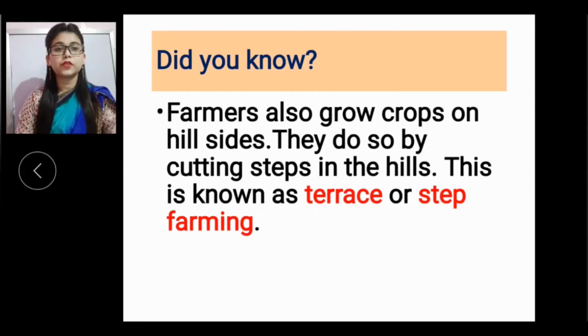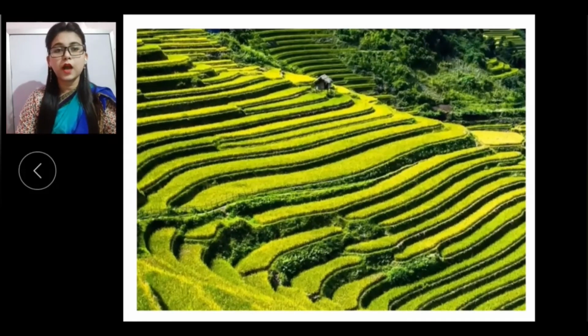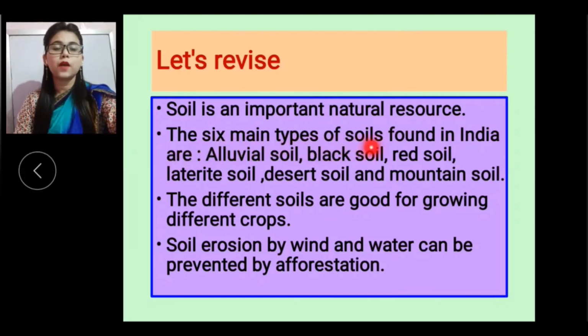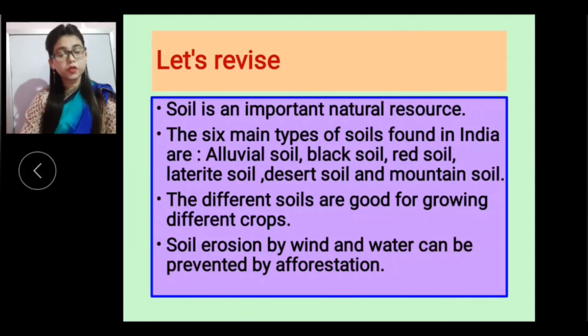So let's see the picture of terrace farming or step farming. This is how they do step farming or terrace farming to grow crops on hilly areas. Now let's revise, students, what we have studied already. Soil is an important natural resource. The 6 main types of soils found in India are alluvial soil, black soil, red soil, laterite soil, desert soil and mountain soil. The different soils are good for growing different types of crops. Soil erosion by wind and water can be prevented by afforestation. So, keep in mind, cutting down the trees is deforestation. Planting the trees is afforestation. Understood?